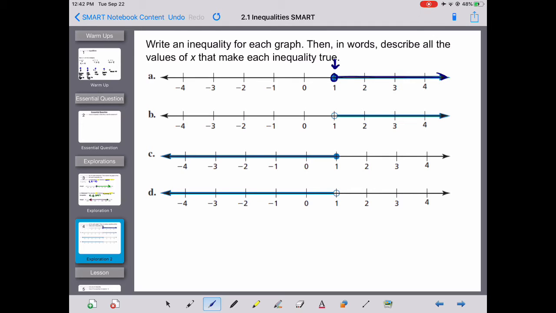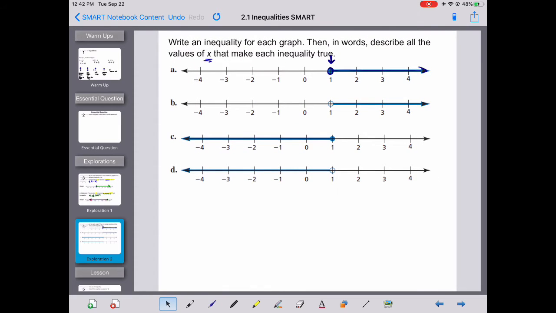So start with a variable, which is x in this case. So for this first one, I'm going to zoom out a little bit. x would be greater than or equal to 1. I'm going to describe in words underneath. These are all real numbers bigger than, greater than, or equal to 1.